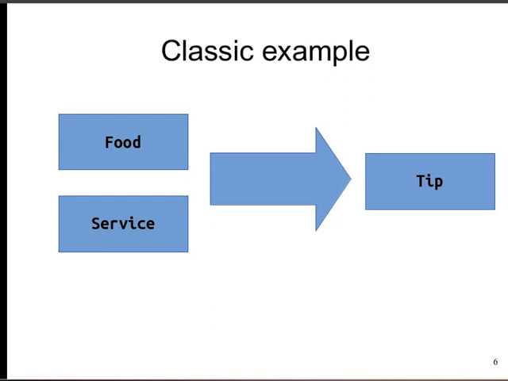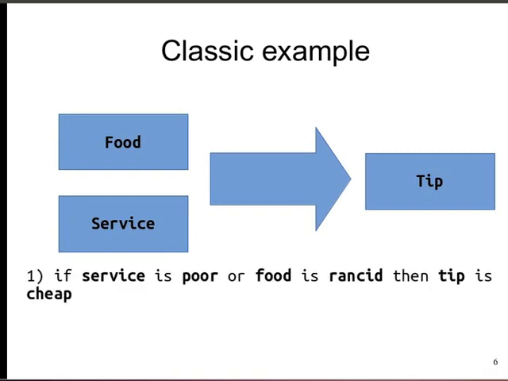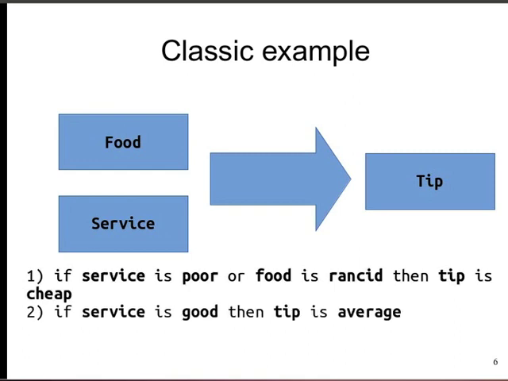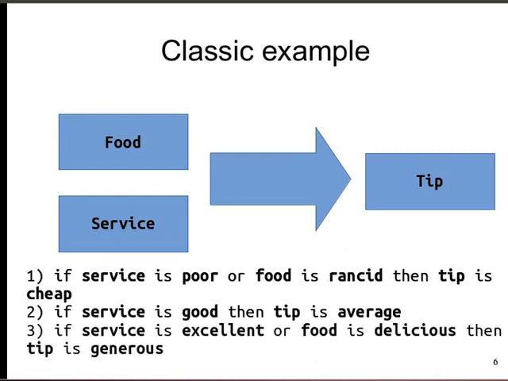The classic example of fuzzy logic control is the tipper example, which is how much money you estimate to give as a tip in a restaurant, depending on the quality of the food and the service provided. Your inputs will be the quality of the food and the service, and the output will be how much tip you expect to give. You can model this system by the following set of rules. If the service is poor and the food is rancid, then the tip is going to be cheap. If the service is good, then the tip will be average. And if the service is excellent or the food is delicious, then you expect the tip to be generous.